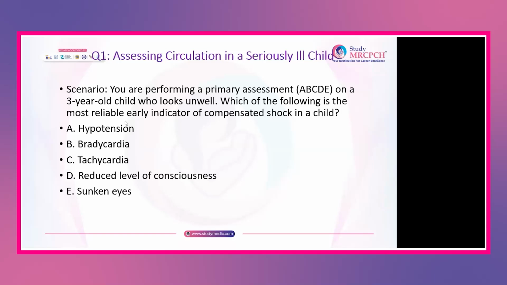Concentrate here. It asks for the most reliable indicator for compensated shock. That means the blood pressure is not dropping. He is in the compensated phase, and his circulation is still in the stabilized stage. We haven't entered the critical decompensated stage of shock. So what are the options? Hypotension, bradycardia, tachycardia, reduced level of consciousness, or even sunken eyes.